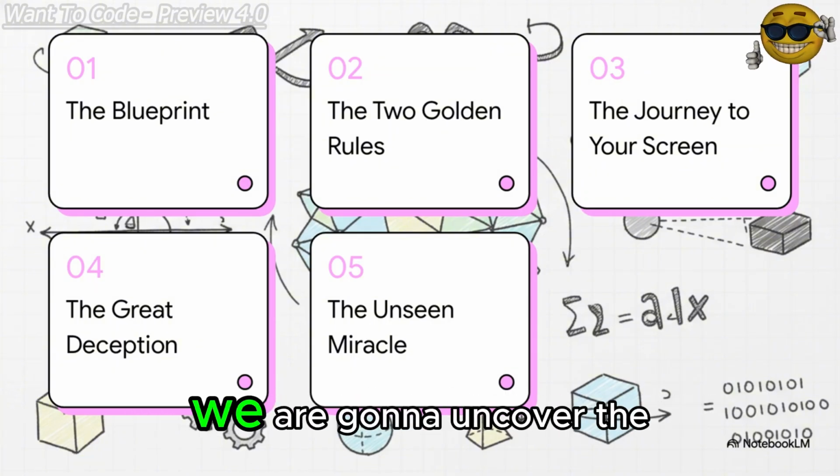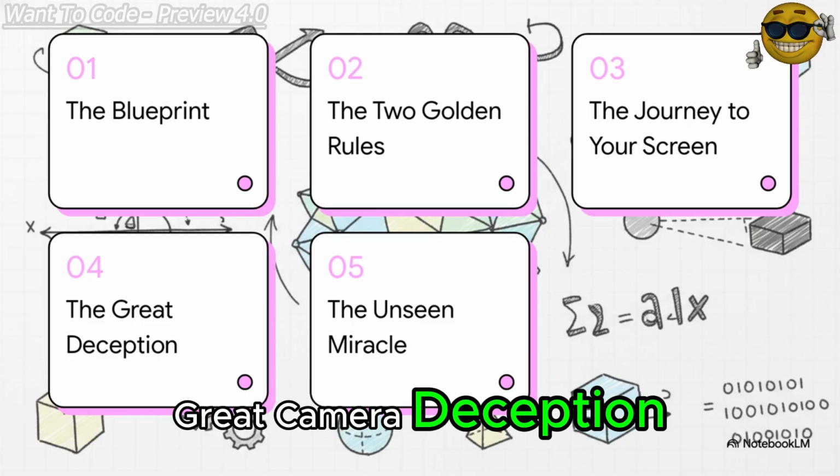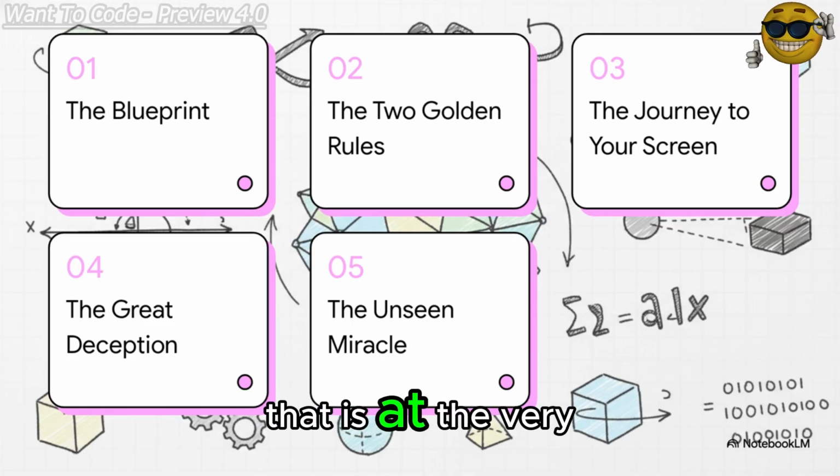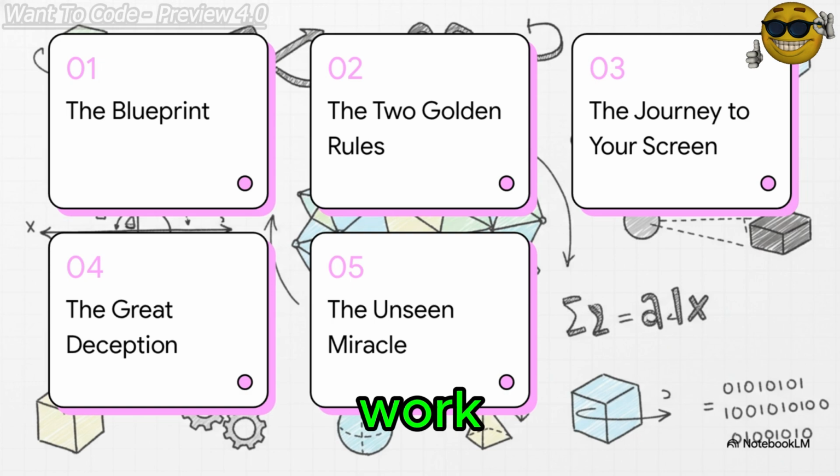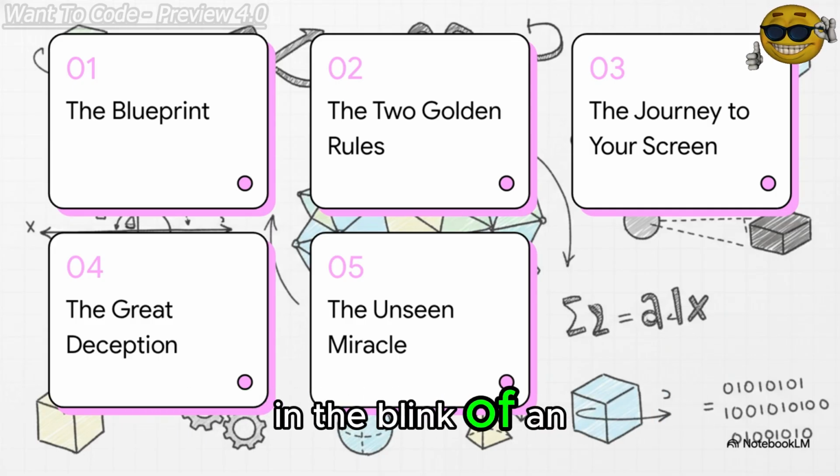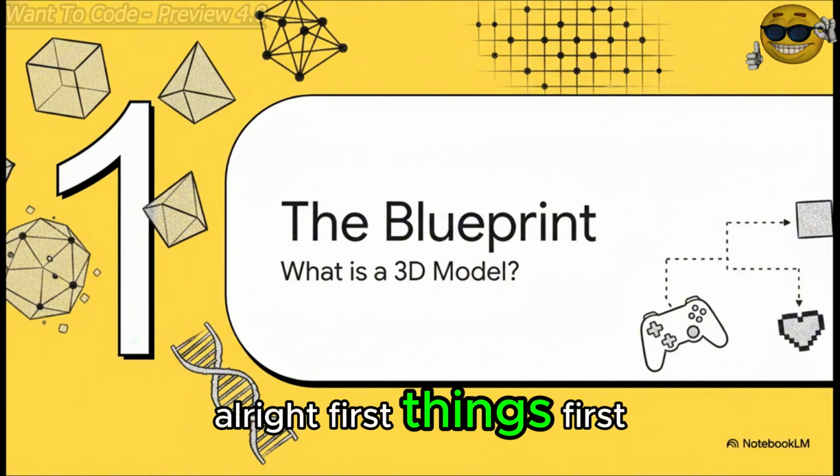And on that journey, we are going to uncover the great camera deception, a massive illusion that is at the very heart of how 3D games work. And we'll wrap it all up by looking at the unseen miracle, the just staggering amount of math that makes this all happen in the blink of an eye. All right, first things first.